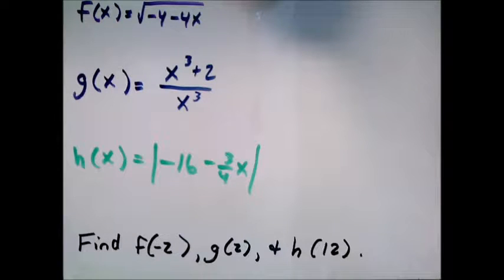Here we have three functions and they're asking us for three different values. So what is f of negative 2, what is g of 2, and what is h of 12? So remember, functions have inputs and outputs.